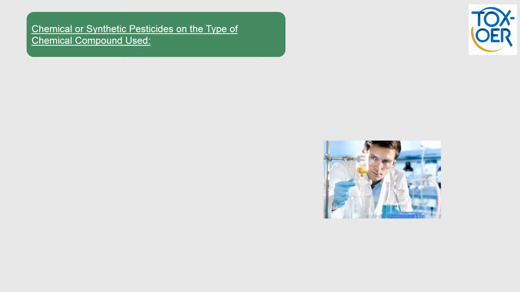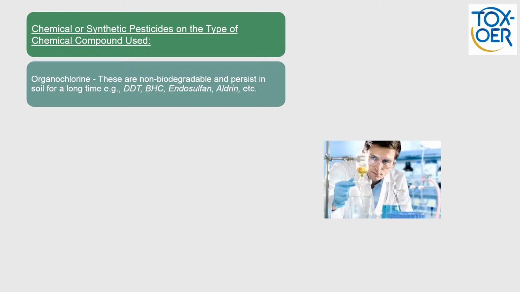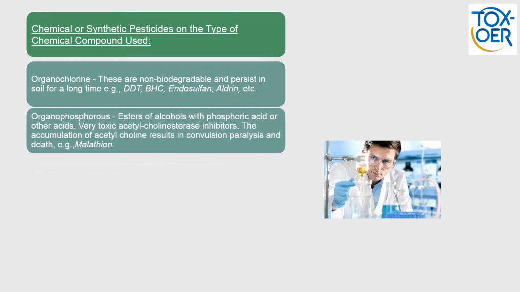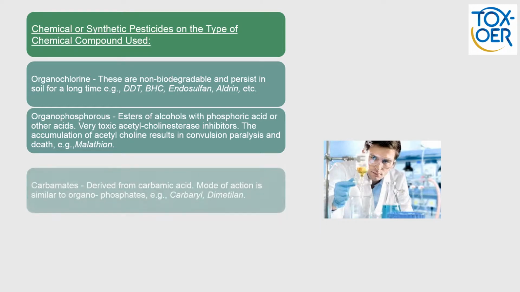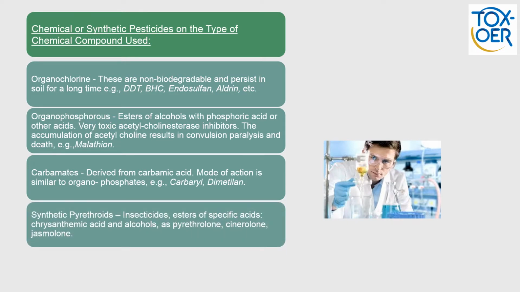Chemical or synthetic pesticides by the type of chemical compound used. Organochlorine: these are non-biodegradable and persist in soil for a long time. Organophosphorus: esters of alcohols with phosphoric acid or other acids, very toxic acetylcholinesterase inhibitors. Carbamates derive from carbamic acid, and their mode of action is similar to organophosphates. Synthetic pyrethroids are insecticides, esters of specific acids, chrysanthemic acid, and alcohols.